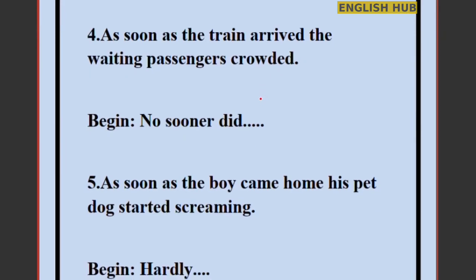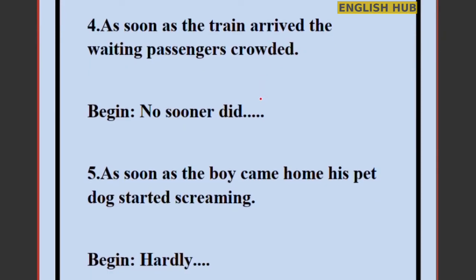Now we come to sentence number 4. As soon as the train arrived, the waiting passengers crowded. What is the tense? See, arrived, crowded. So this is the past tense. So we are talking about the past form. See, over here we are given a hint already. So if there was no hint given over here, then we could have used the word had also.